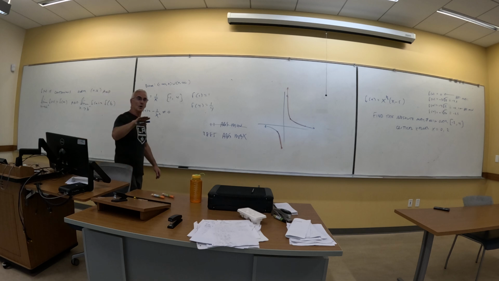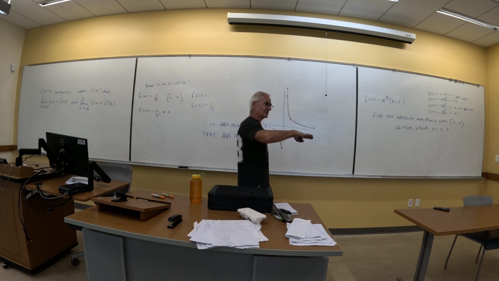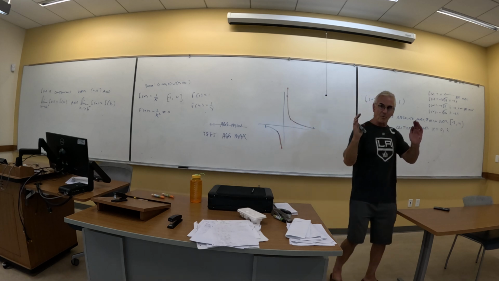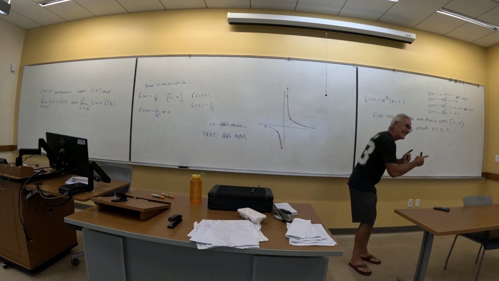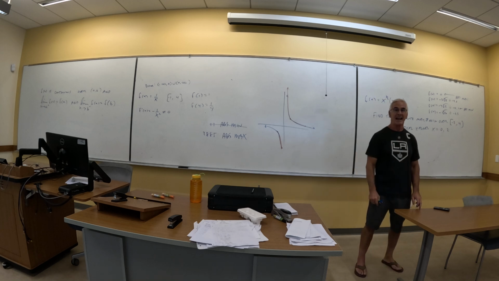So the theorem, I told you the hypothesis. I am continuous over a closed interval and the endpoints exist. That's the hypothesis. The conclusion is you are guaranteed an absolute max and an absolute min. Can I have more than one max?